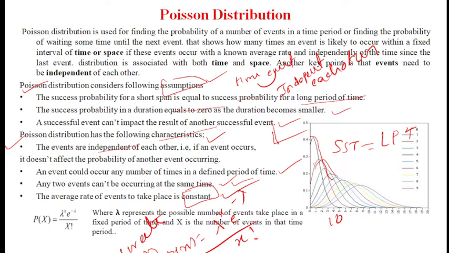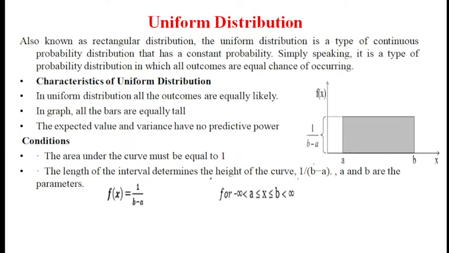Now we are going to jump into the continuous probability distributions. The first one is uniform distribution. It comes under continuous probability distribution. We can also call it rectangular distribution, as you can observe in this diagram, which is rectangular. This is the reason the other name for uniform distribution is rectangular distribution.